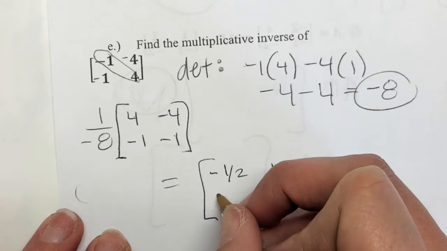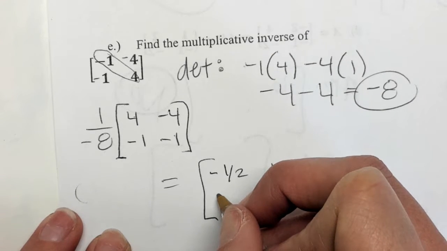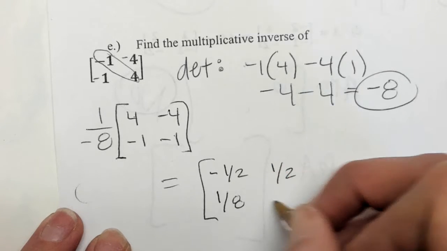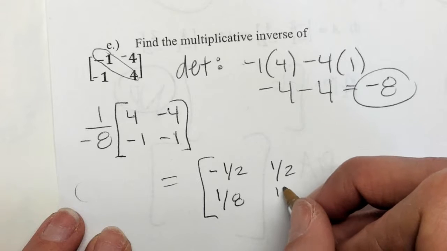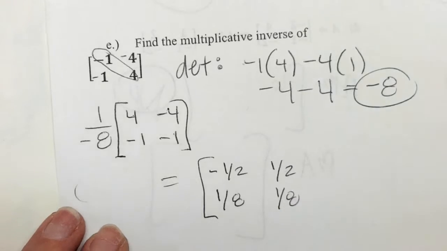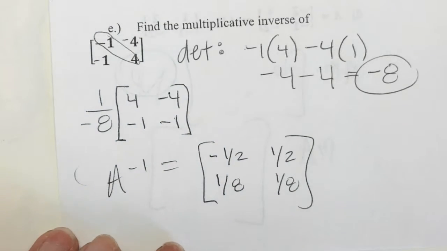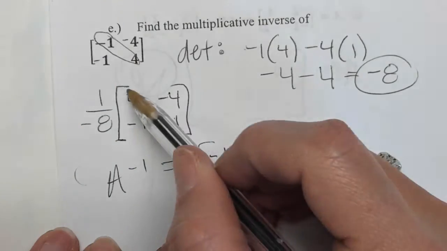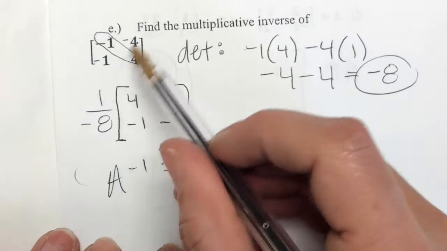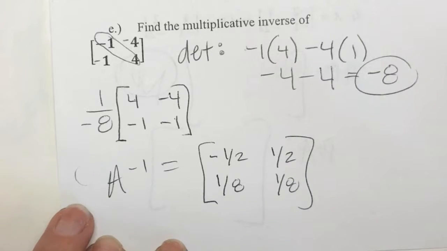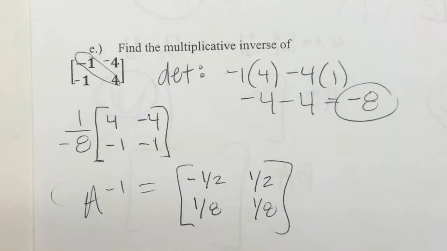1/2. Next. Close. 1/8 and 1/8. Good. That's it. Did you swap the numbers? Yes, you swap these two and then make these negative or positive or whatever the sign is. Oh, so you swap and change the sign. Yes. Do C and D on your own. Then we'll go over.